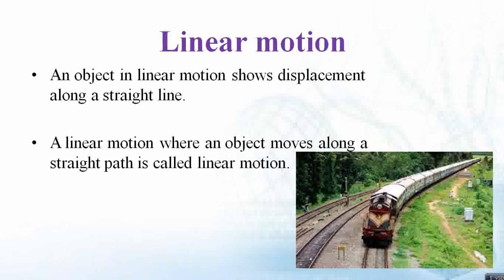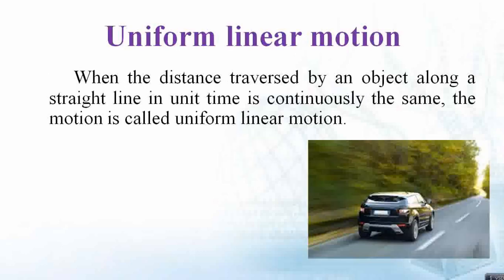Now see, here's an example. The train moves along a straight line on the railway track. There is no deviation or curve for a specific time. So, we can say the train is in linear motion at that point of time. Now, linear motion is divided into two forms. The first form is uniform linear motion and the next is non-uniform linear motion. First we will study uniform linear motion.